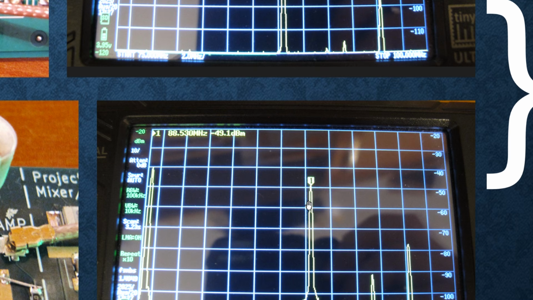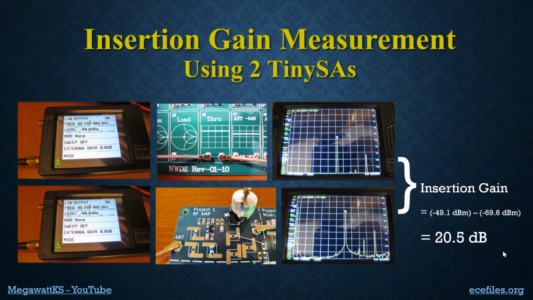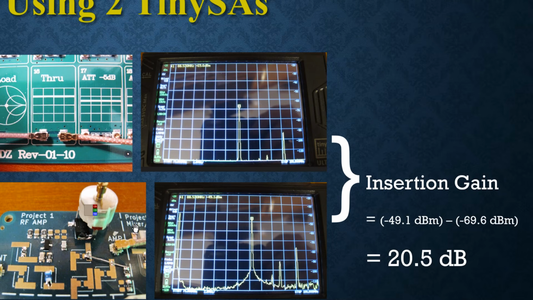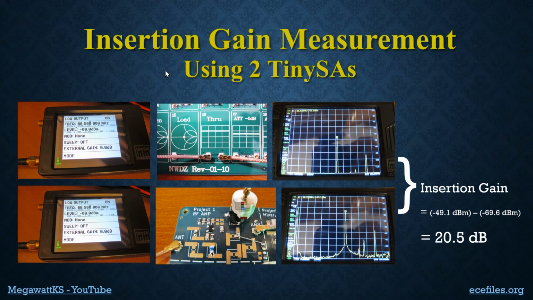In fact, if you do the calculation, as it shows over here, the insertion gain is minus 49.1 dBm minus a minus 69.6 dBm, which is 20.5 dB. So that's probably a pretty accurate estimate for what the actual gain of our amplifier is. All right, so insertion gain measurement is step 1.